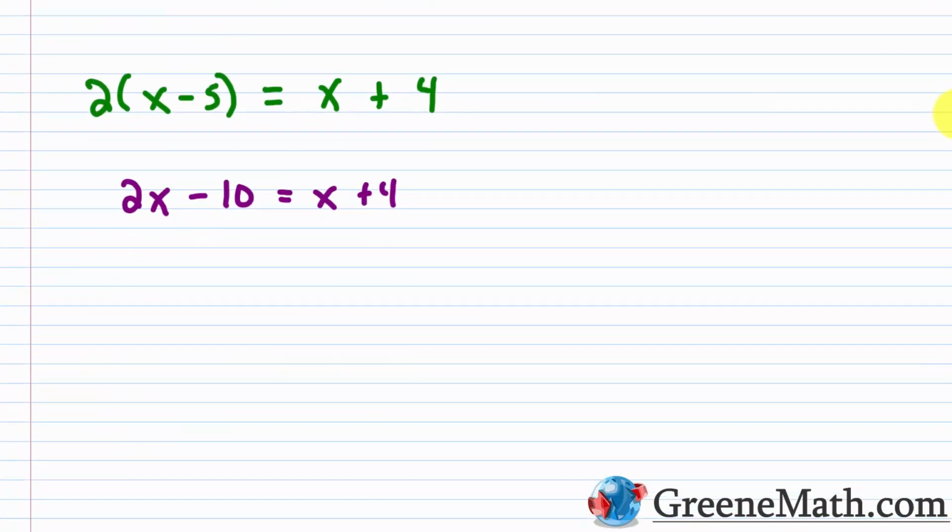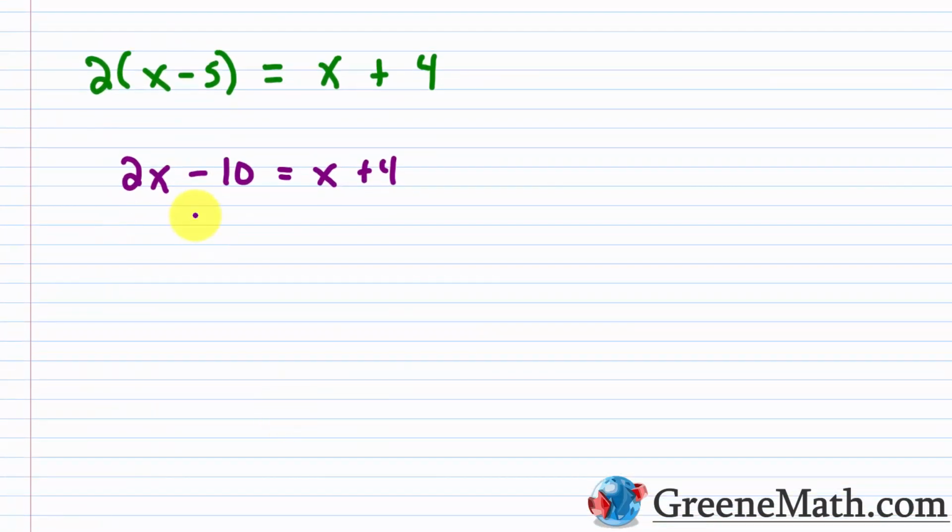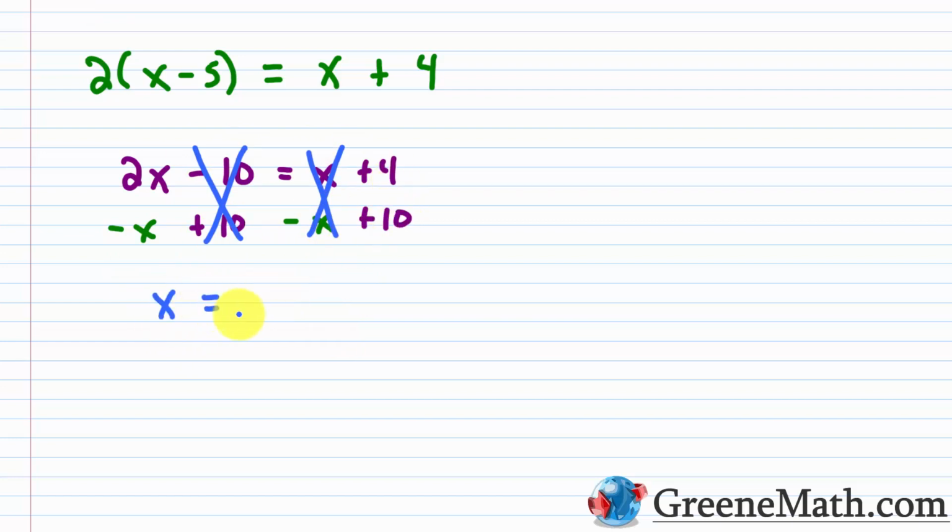Let's continue now. If I add 10 to both sides of the equation, and I subtract x away from each side of the equation, what am I going to have? This would cancel, and this would cancel. So 2x minus x is just x, and this is equal to 4 plus 10, which is 14. So my proposed solution here is x equals 14.